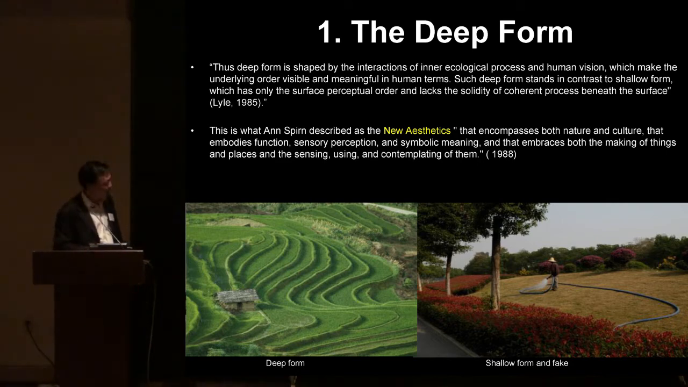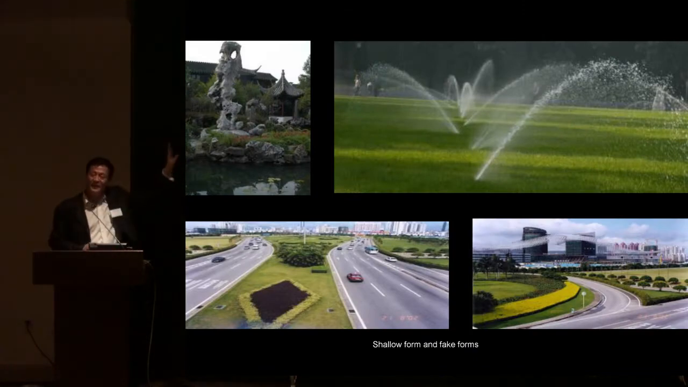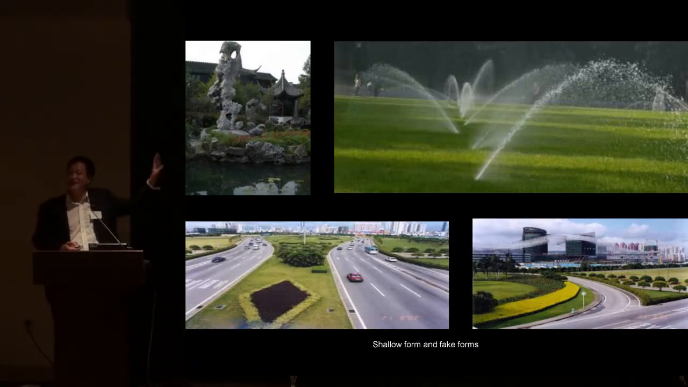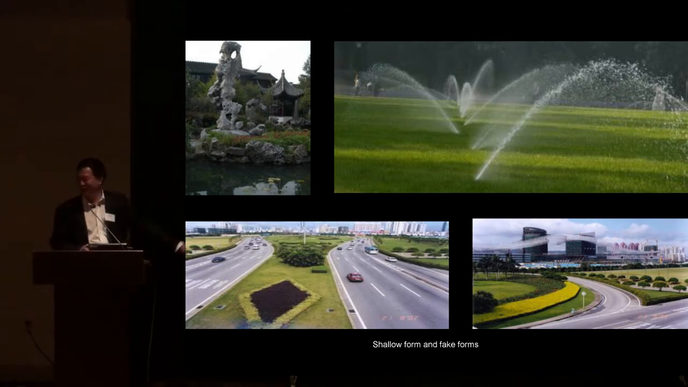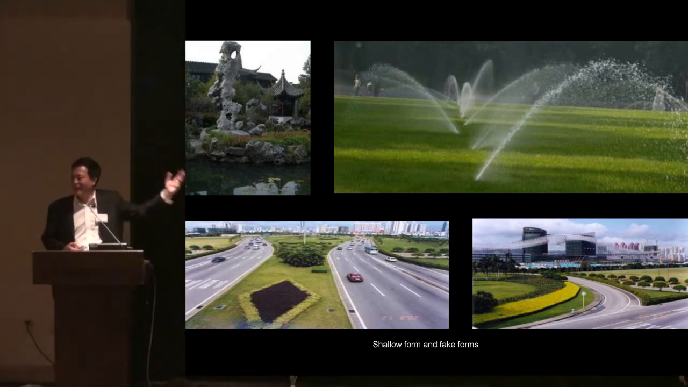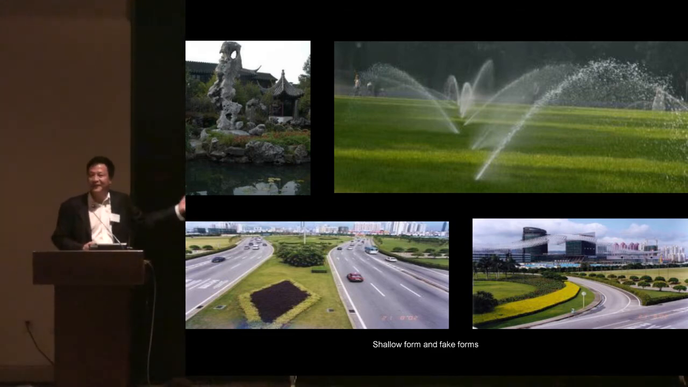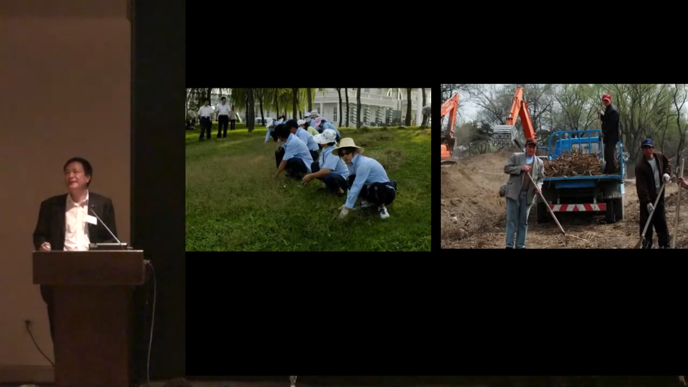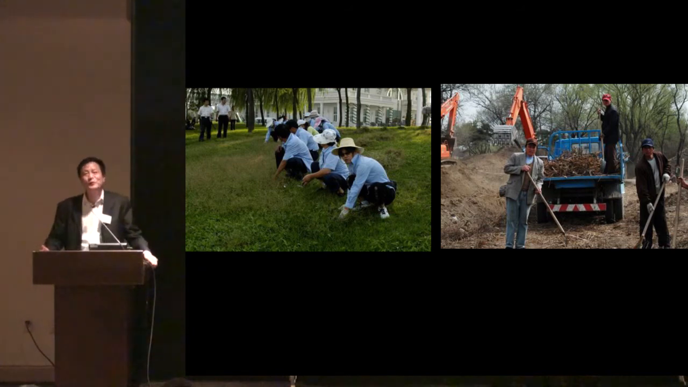And the shallow form, you can see here, has no ecological process underneath. Today you see so many shallow forms and fake forms, particularly in China, anywhere in China, and maybe in other parts of the world, of course. We spend so much energy, so much labor, so much money to create such fake and shallow forms. In my understanding, there are two levels of deep forms.